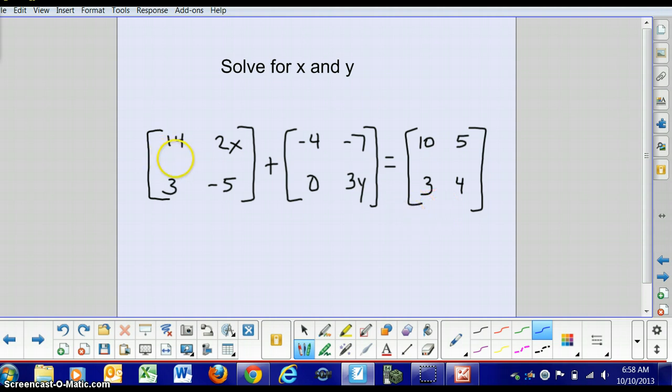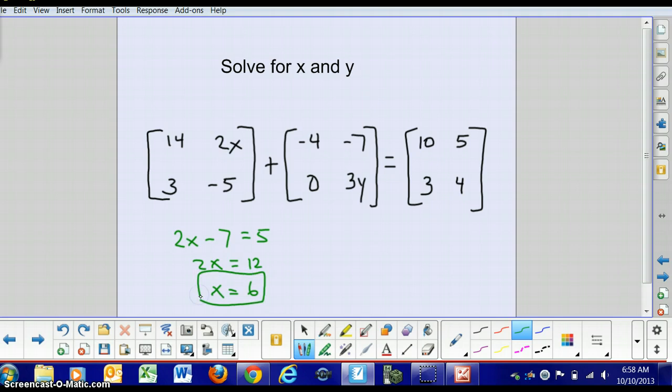In row 1, column 1, I have 14 plus negative 4. 14 plus negative 4 equals 10. That makes sense. 2x plus negative 7 equals 5. That's how I'm going to be able to solve for x. Let's see how that looks. 2x plus negative 7, I'm just going to write minus 7, equals 5. I can solve this, add 7 to both sides, 2x equals 12, divide by 2, x equals 6.